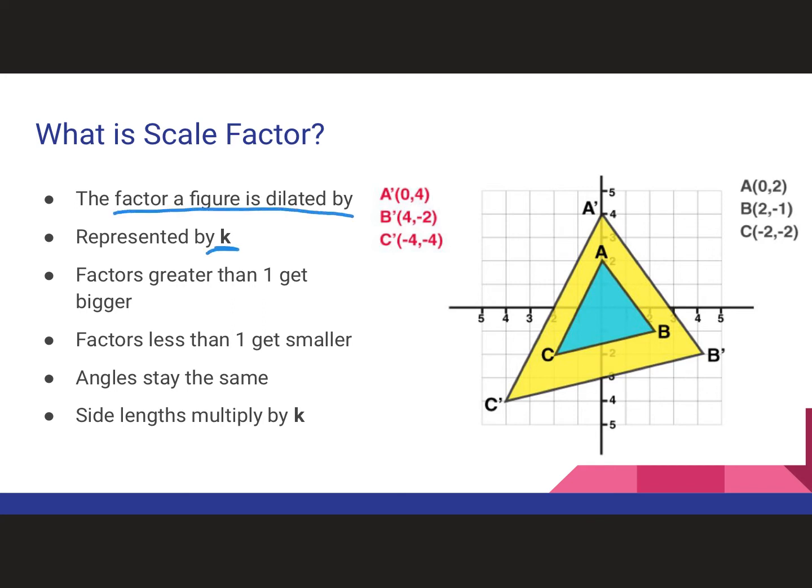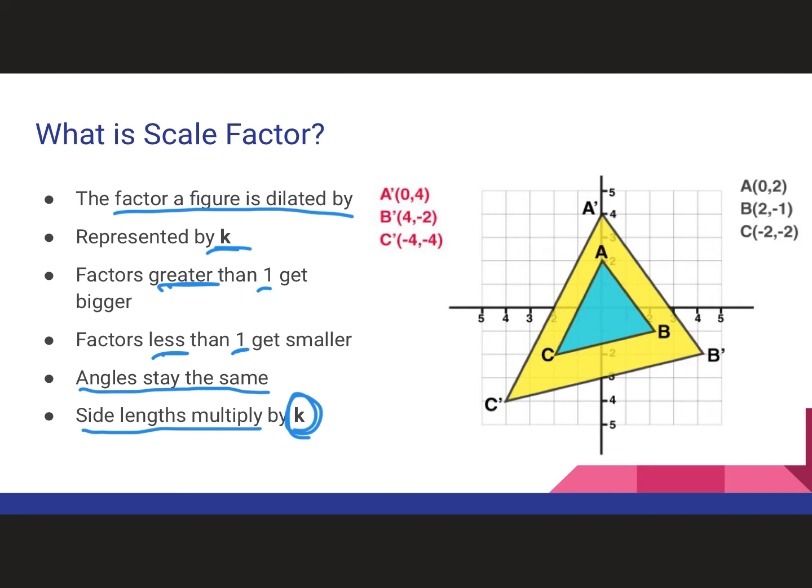Okay, so scale factor again is the factor a figure is dilated by. We always use a K to represent it. Factors greater than 1 get bigger. Factors less than 1 get smaller. All of your angles on your figure stay exactly the same. And the side lengths of the figure are multiplied by your dilation factor.